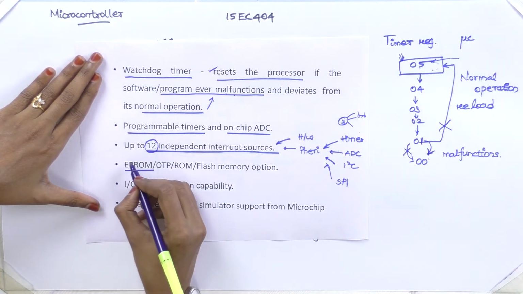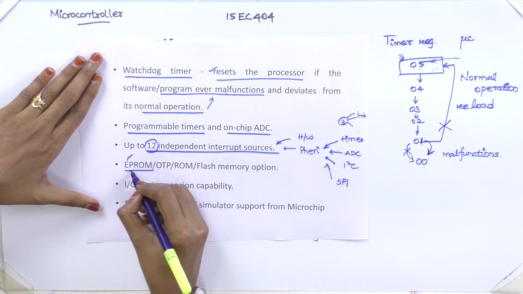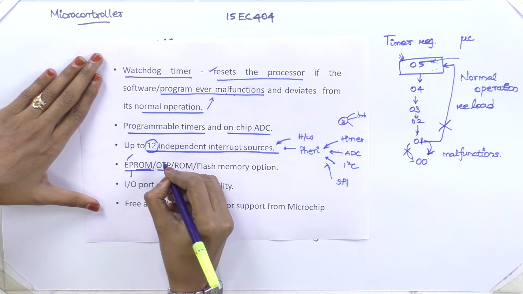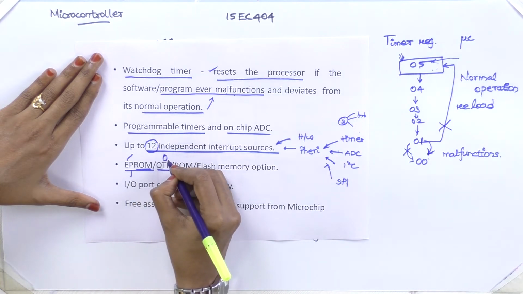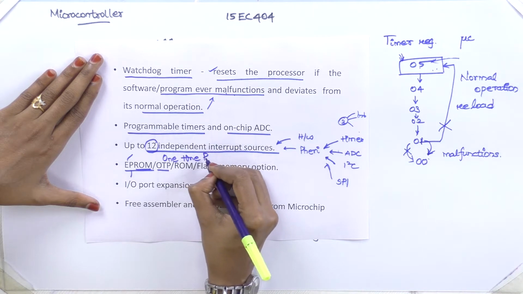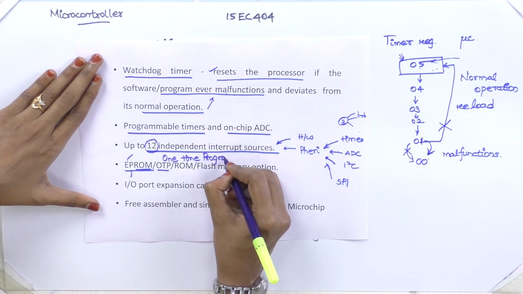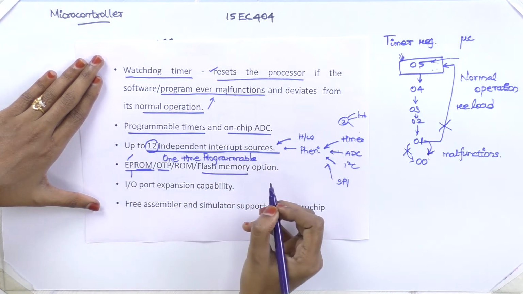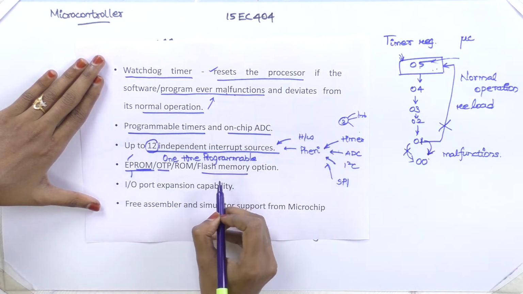And we have our EEPROM. EEPROM is nothing but electrically erasable programmable read only memory. Then OTP, which is nothing but one time programmable, so that is for OTP. Then we have our flash memory. These kinds of memory options are there in PIC.